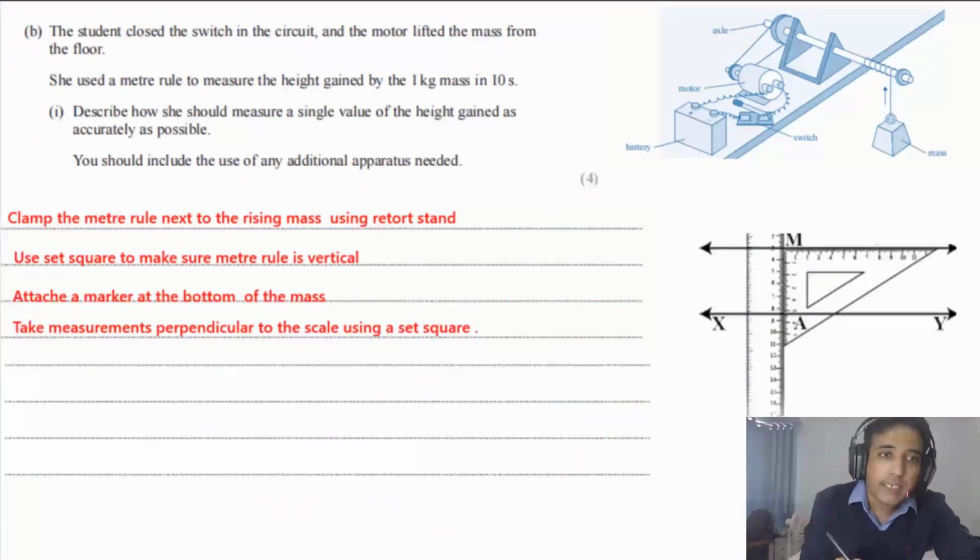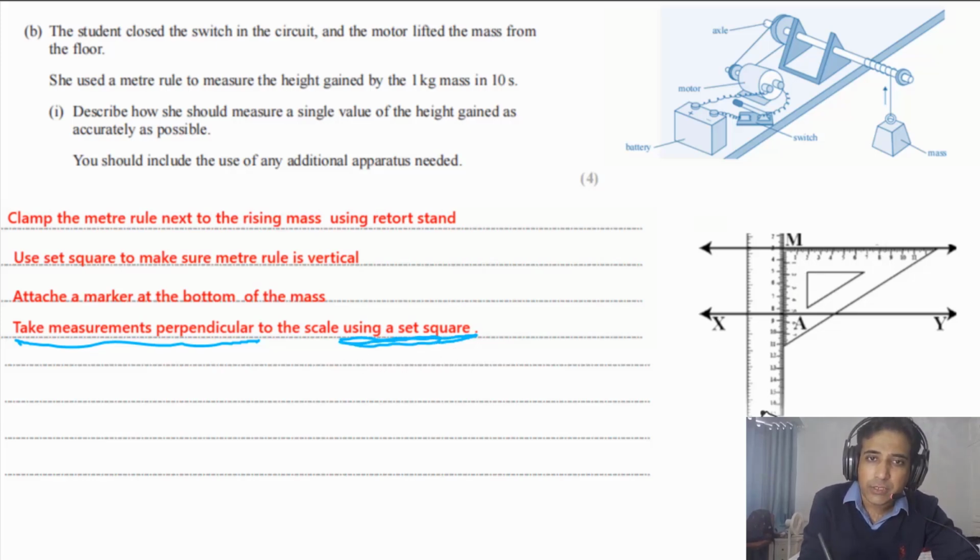First of all, let me explain what this means: take measurements perpendicular to the scale using a set square. So you can see in this case, this is our meter rule, and this one is our set square. You can see this angle between them. This angle is 90 degrees.